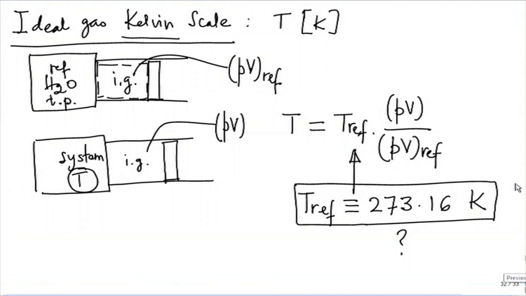So maybe on the Kelvin scale also we would like to have the ice point and steam point separated by 100 units, so that we have a very simple conversion formula between Celsius and Kelvin. And that is the reason why we have selected this 273.16 Kelvin. What happens is, temperature on the Kelvin scale, I will write three points. One is the ice point, one is the triple point of water, and the third is the steam point.